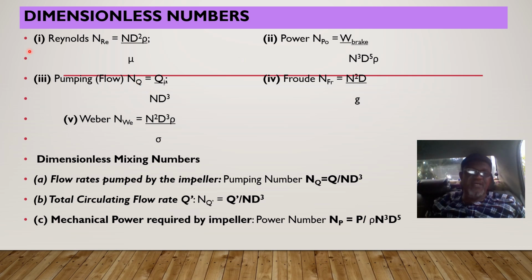Now, these are dimensionless numbers. We have met Reynolds number before. This is called power number, pumping or flow number, Froude number, and Weber number. All these dimensionless numbers are used in fluid flow in one way or the other. But the important thing is that when you check the units of all these, you find out that each of them will give you a dimensionless quantity. Each of these units will cancel out. We did that with Reynolds number. So take your time, put in the units for all these and then see whether they cancel out.